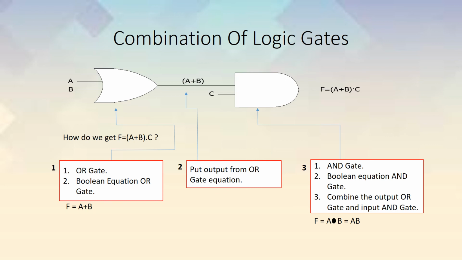Now, the third is to combine the output of the OR gate and the input of the AND gate. That means for the equation of the AND gate, we can get the output of the AND gate as (A plus B) dot C. Understand that? This is a simple combination. There are a lot more combinations, like 3 logic gates, 4 logic gates. So you must learn more about this from other sources.